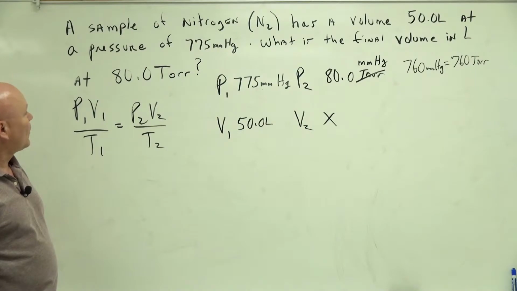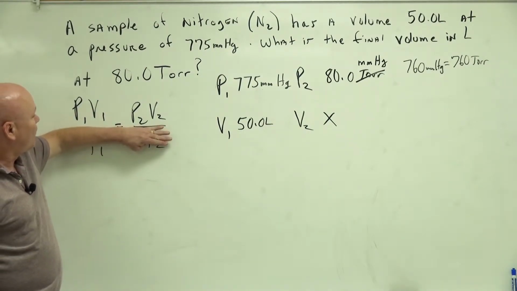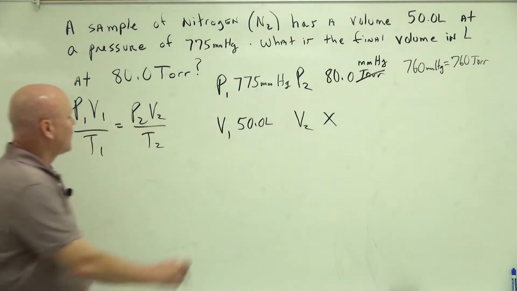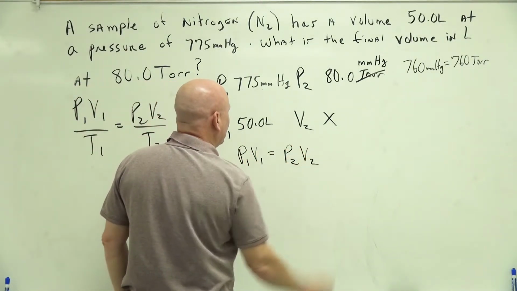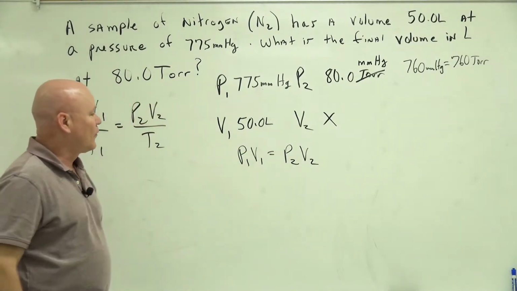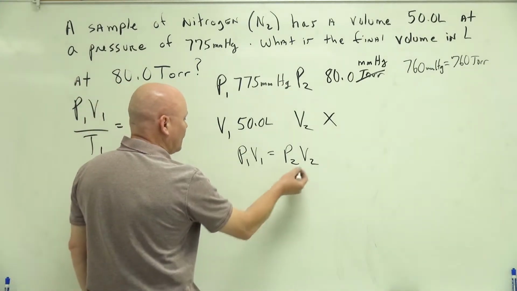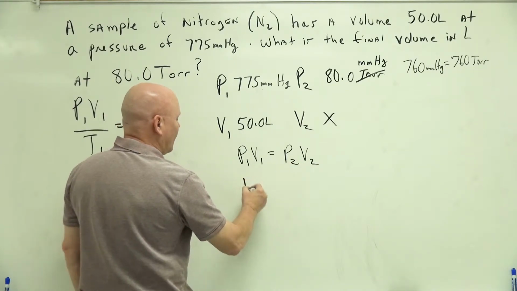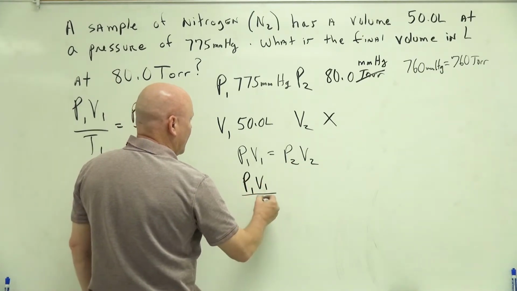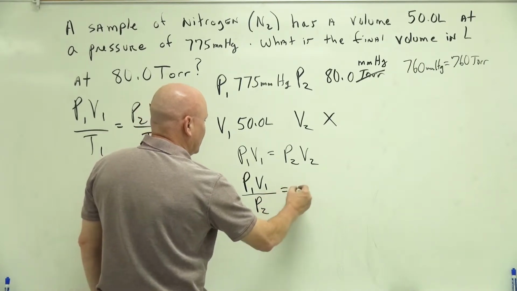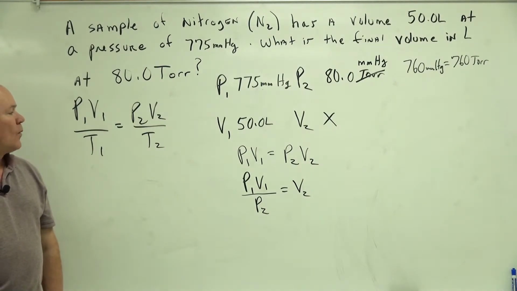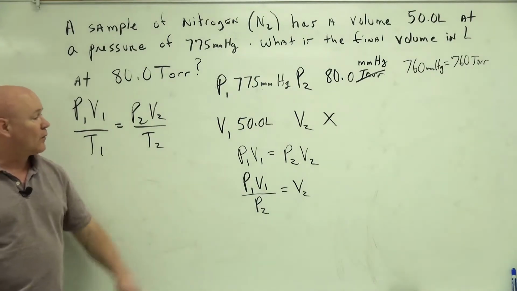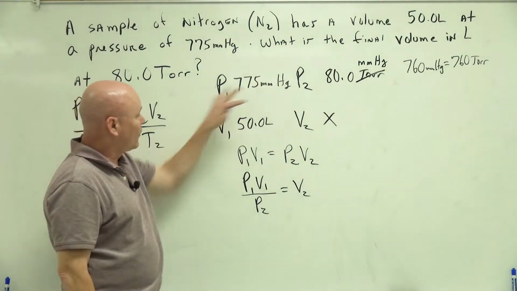We're not changing the temperature, so we should cover up the temperature and use this equation right here: P1 V1 equals P2 V2. What are we looking for? We're looking for the second volume, so we're going to divide both sides by P2 to get V2 by itself. So P1 V1 over P2 gives me V2. Now we're ready to put in our numbers. We should always wait until the very end to put our numbers in after we've rearranged the equation. So I put in my numbers that are in my table.